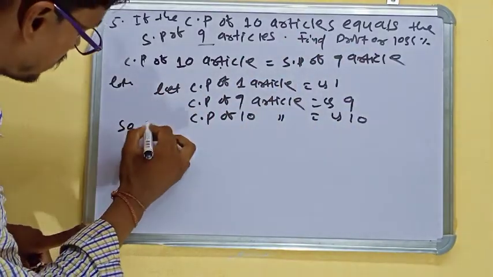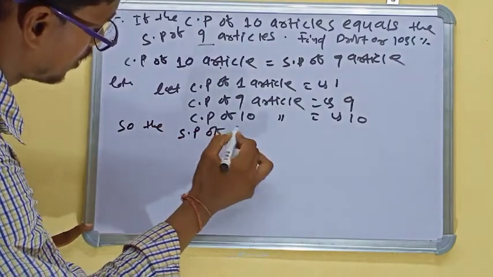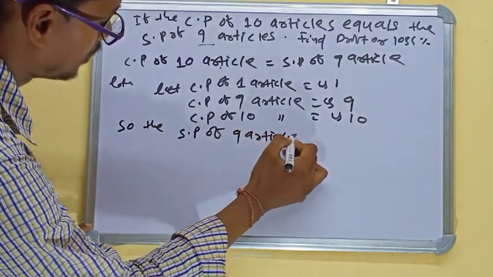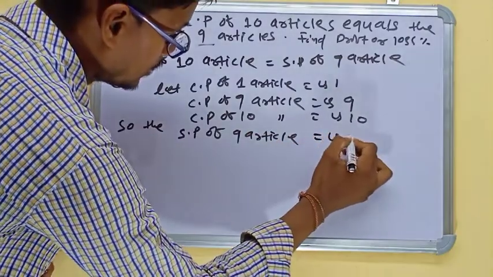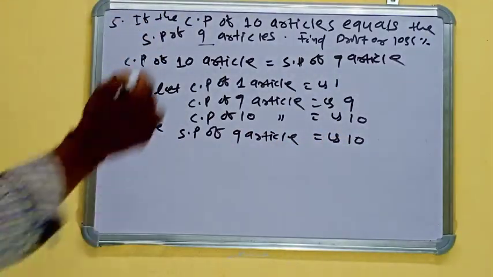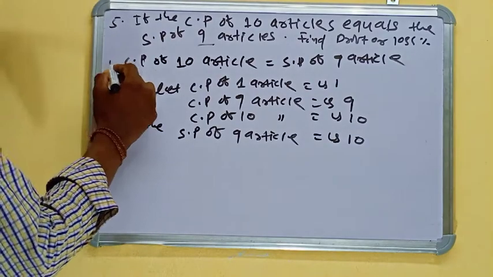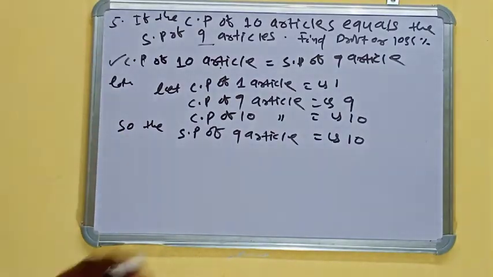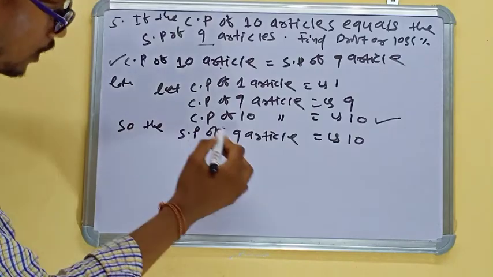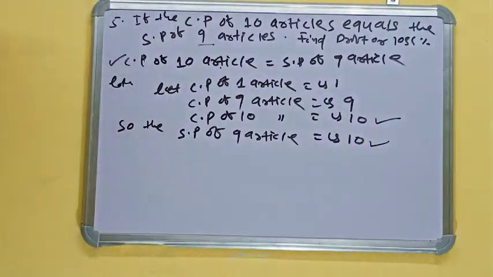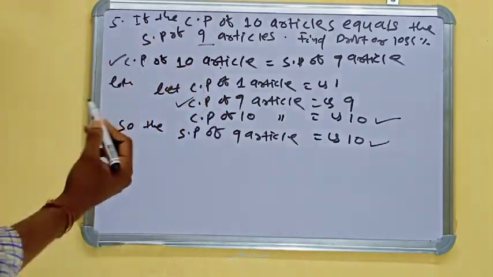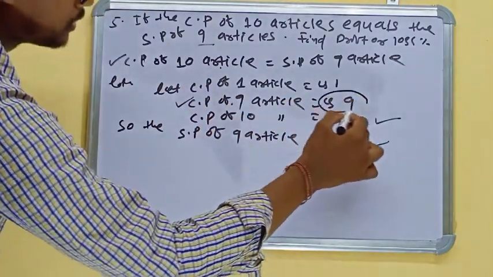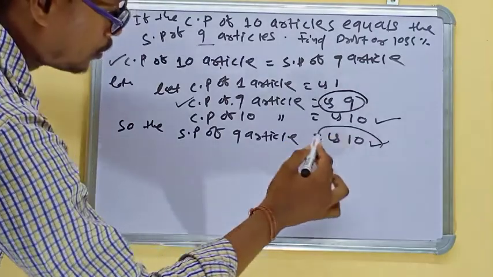So the SP of 9 articles is equal to rupees 10, because in the question the CP of 10 articles is equal to the SP of 9 articles, and the CP of 10 articles is rupees 10. So the SP of 9 articles is rupees 10. But as above, the CP of 9 articles is rupees 9.